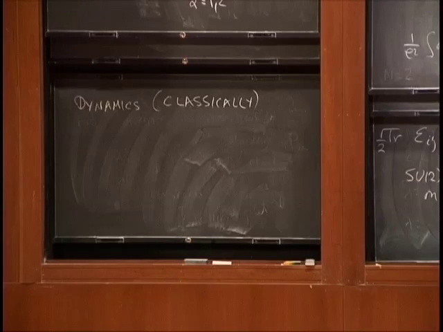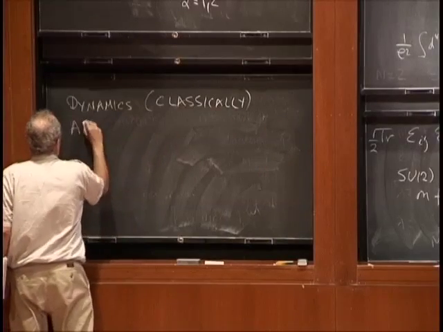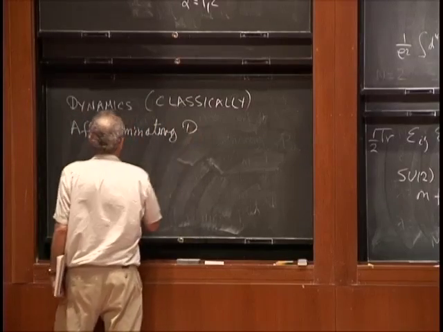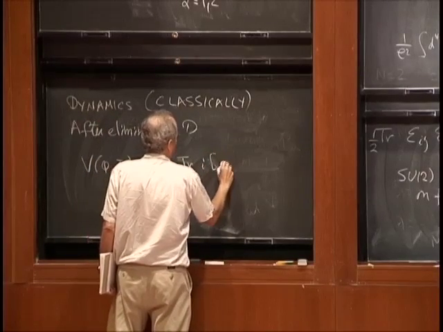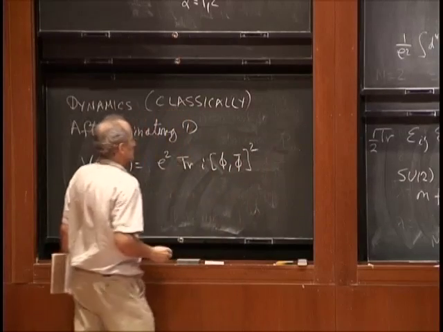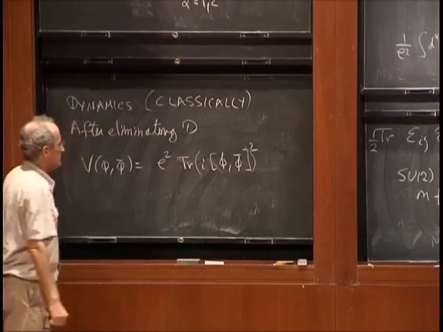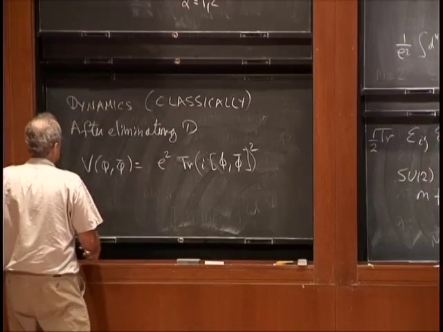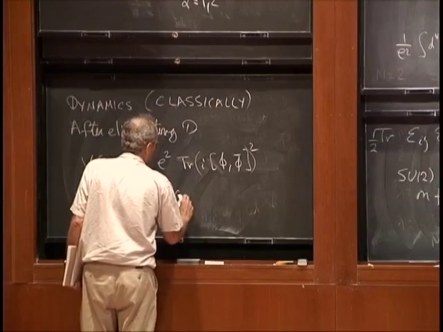So the equation of motion for D relates D to the commutator of phi and phi bar. And after we eliminate D, the potential energy becomes E squared times the trace of the commutator of phi and phi bar squared. The i there makes the commutator Hermitian, so that the trace is positive. So V is 0, it follows, if and only if phi commutes with its adjoint.